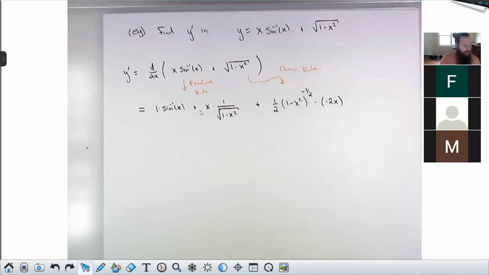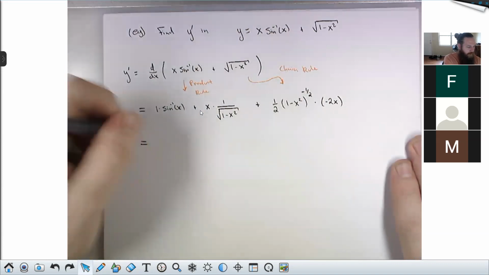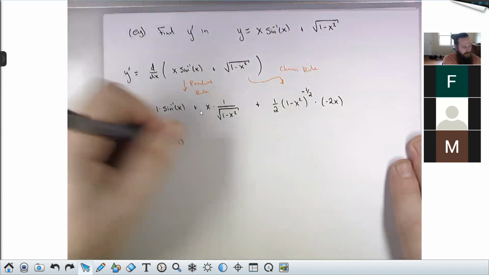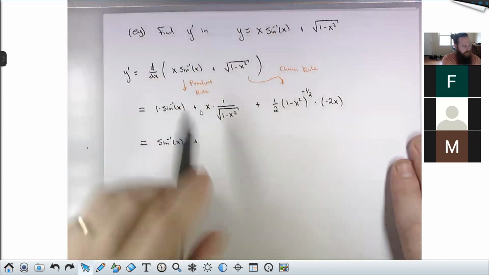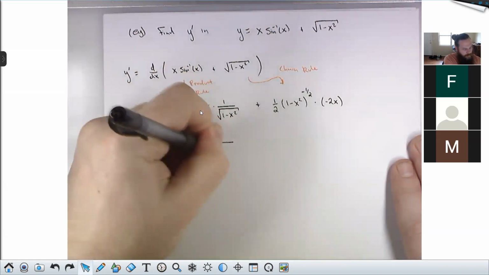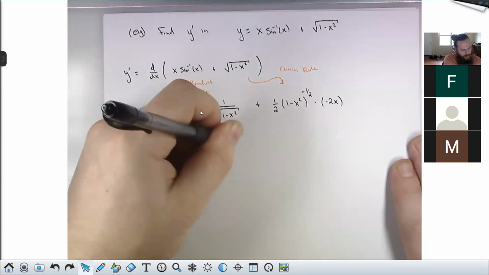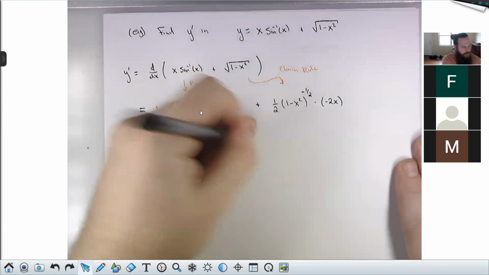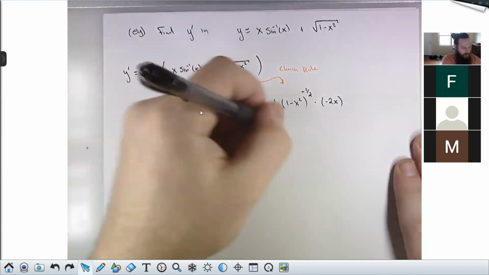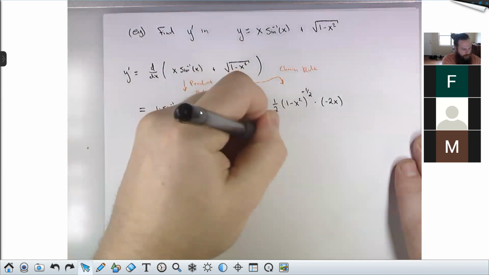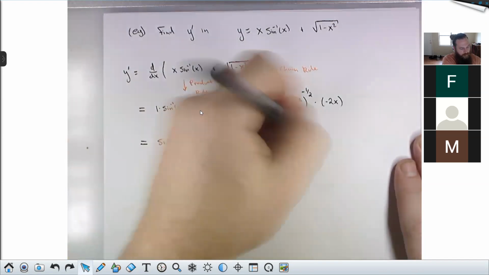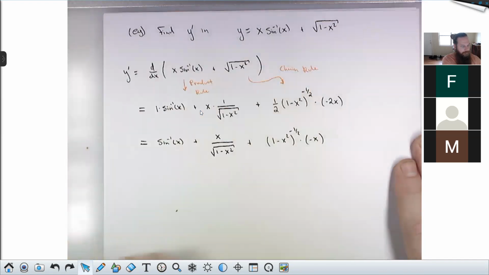Now let's see what we get from all of this. Here, 1 times the inverse sine of x is just the inverse sine of x. And then we have plus, here I have x over the square root of 1 minus x squared. I multiply those two. And then over here, the 1/2 and the -2 are going to cancel. And I'll write it like this, 1 minus x squared to the -1/2 times -x.